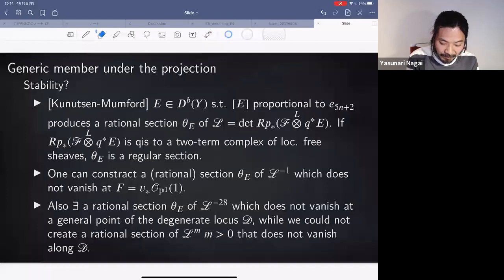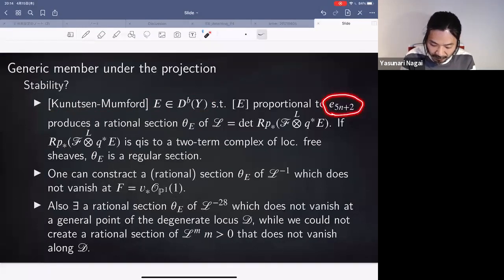And by the result of Knudsen and Mumford, we take some perfect complex, which is proportional to the test object, which was numerically unique, as I explained. Then we take, I mean, this may not be L, basically this can be some multiple of L. But choosing this object, we can canonically produce a rational section of this determinant line bundle.